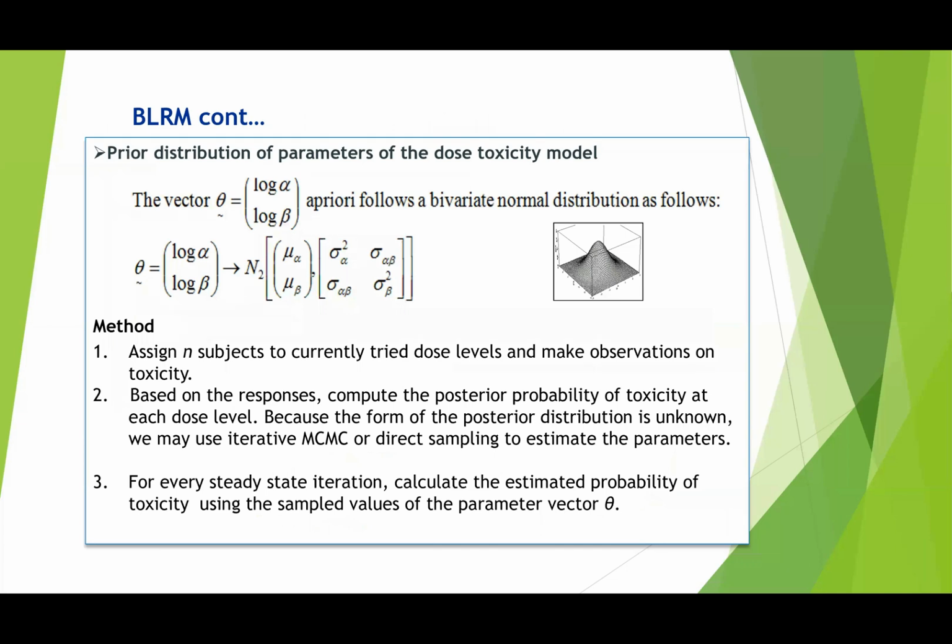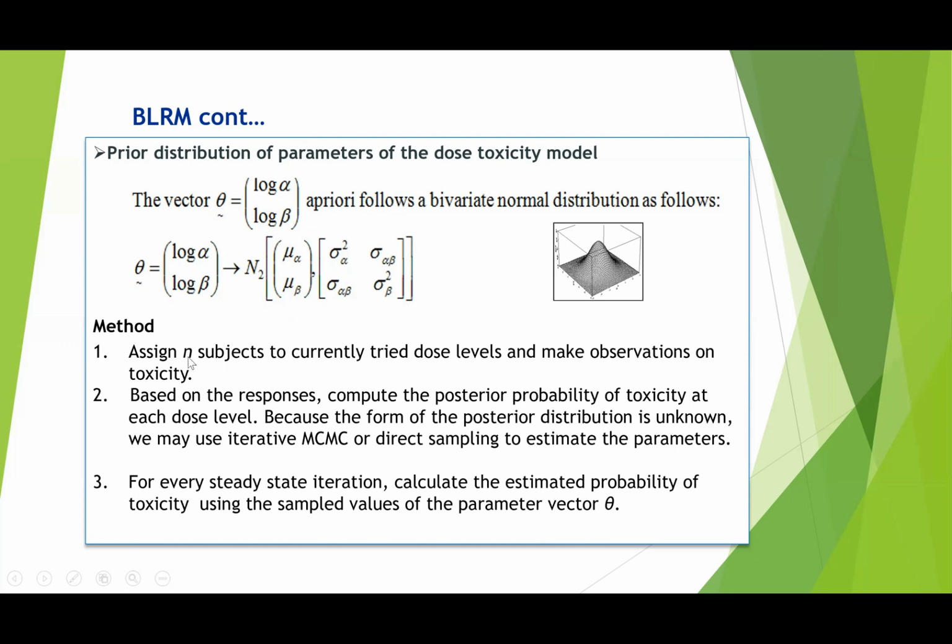The next task is to specify some prior distribution for the parameters of the dose toxicity model. The parameters are log alpha and log beta, because the log would simplify the nature of the distribution. So the theta vector could be assumed as following a bivariate normal distribution, with mu vector, mu alpha, mu beta, and the variance covariance matrix.